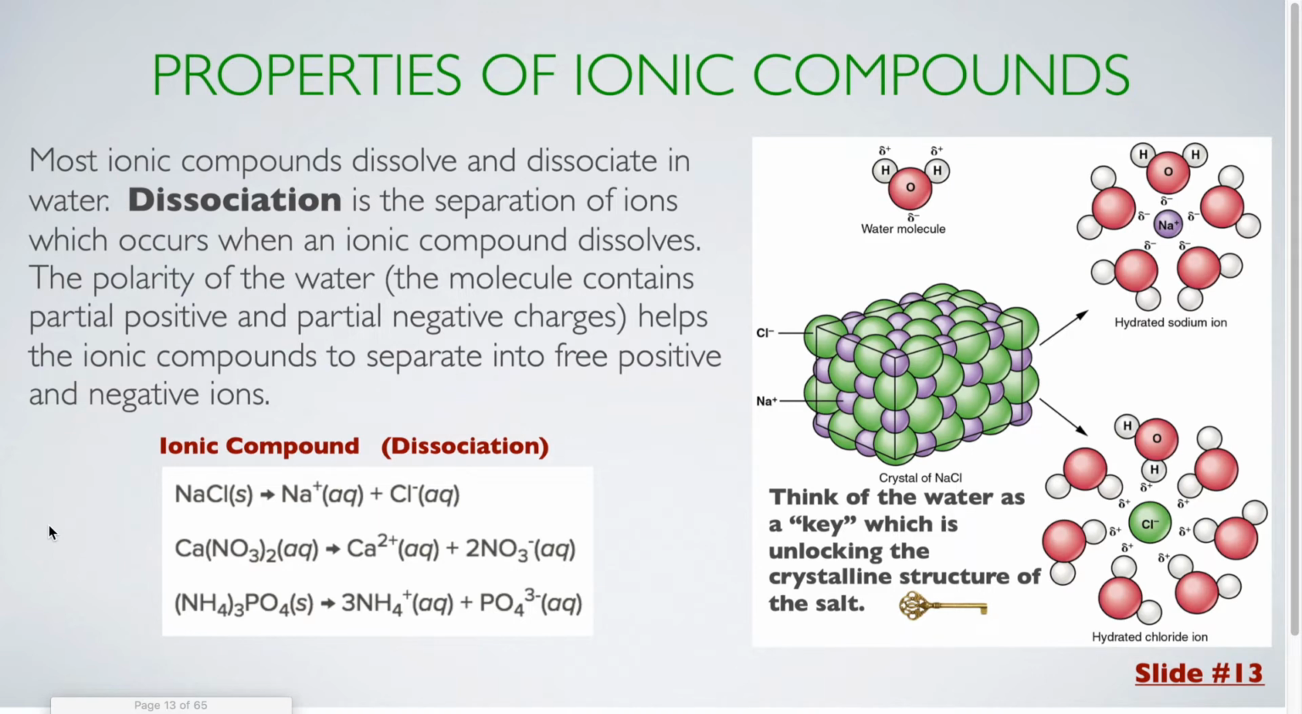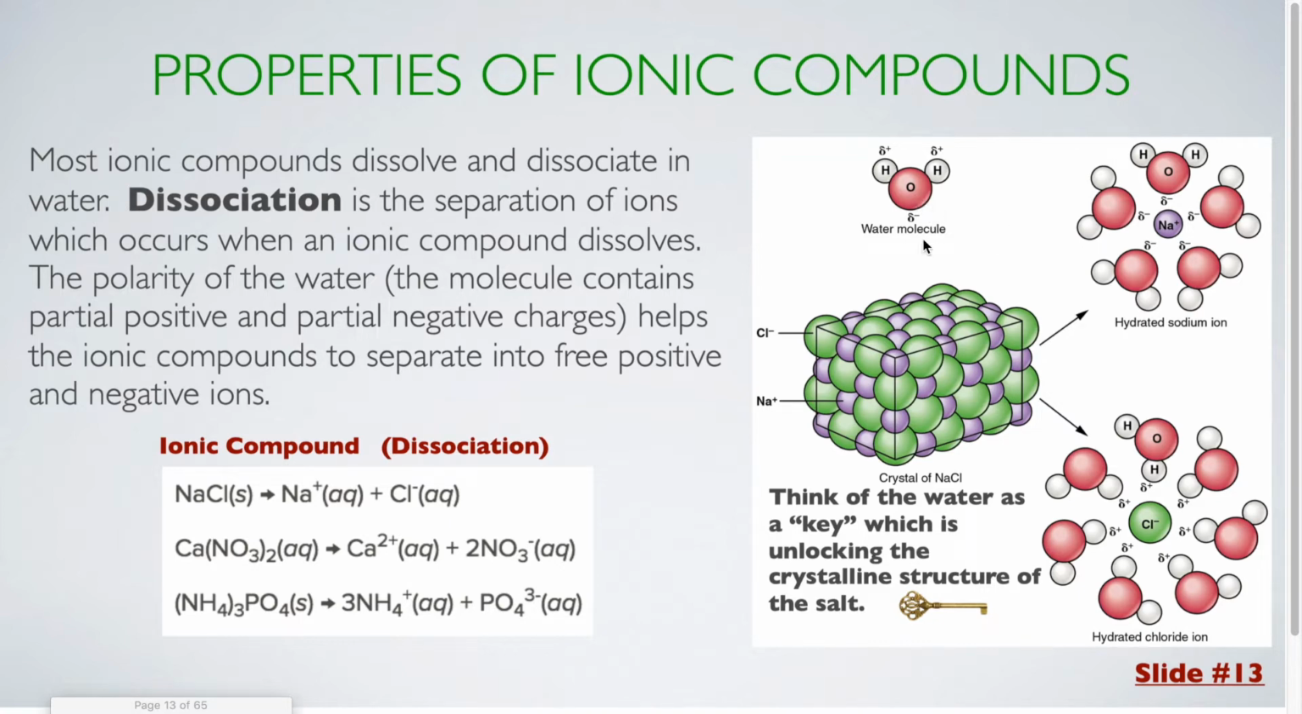Most ionic compounds dissolve and dissociate in water. Dissociation is the separation of ions which occurs when an ionic compound dissolves. The polarity of water, which means the molecule contains partial positive and partial negative charges, helps the ionic compounds to separate into free positive and negative ions. We can see an example of this in the diagram on the right.